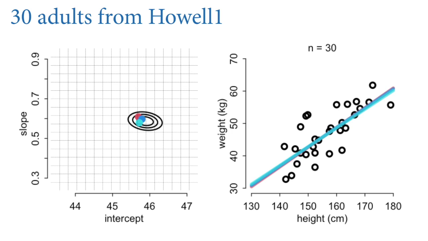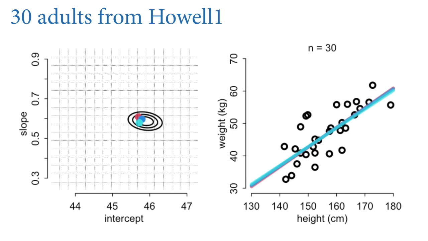Superimposing the grid now to help you understand. You imagine dividing up this intercept and slope space into a big grid. This is a very coarse grid. You could make it finer, but just for the sake of illustration. And then for each of those empty spaces in this grid, that implies a combination of a value of alpha and a value of sigma.